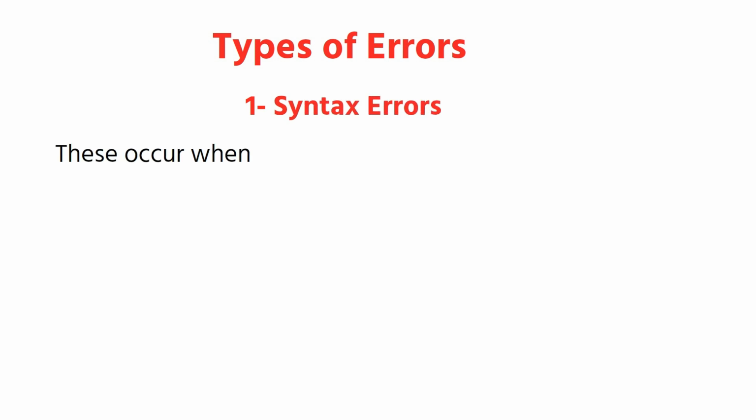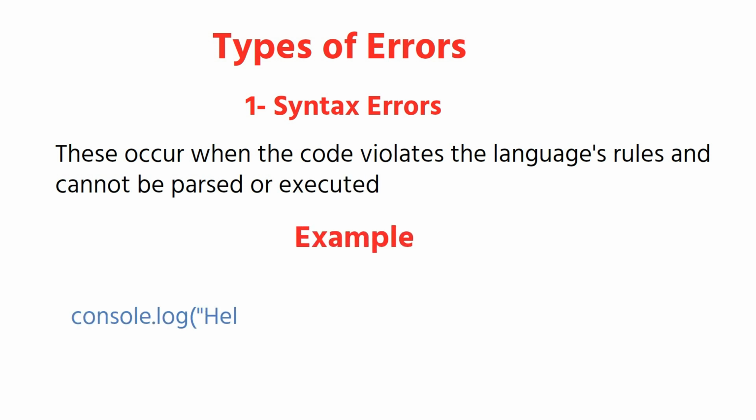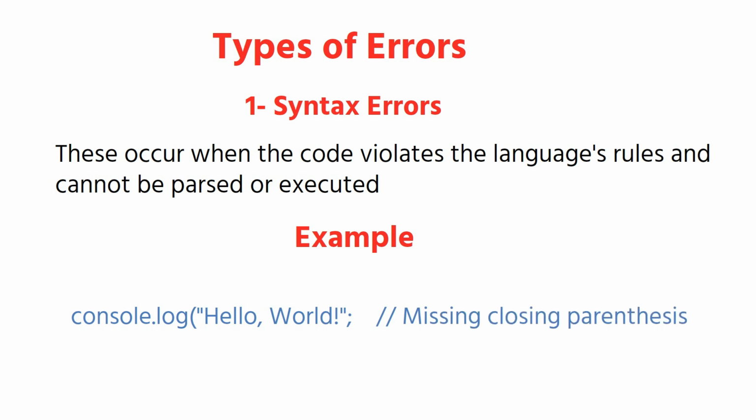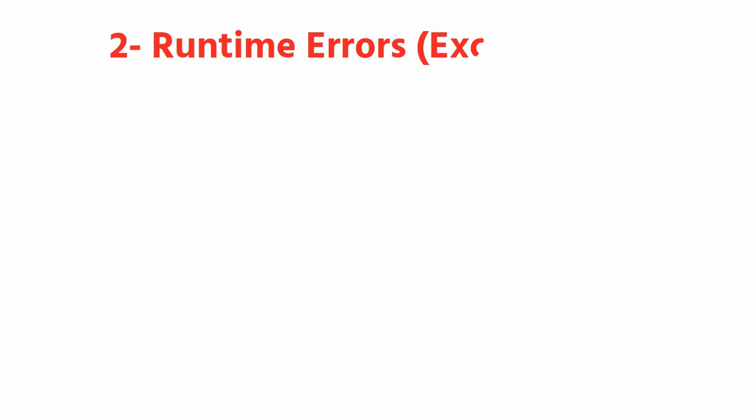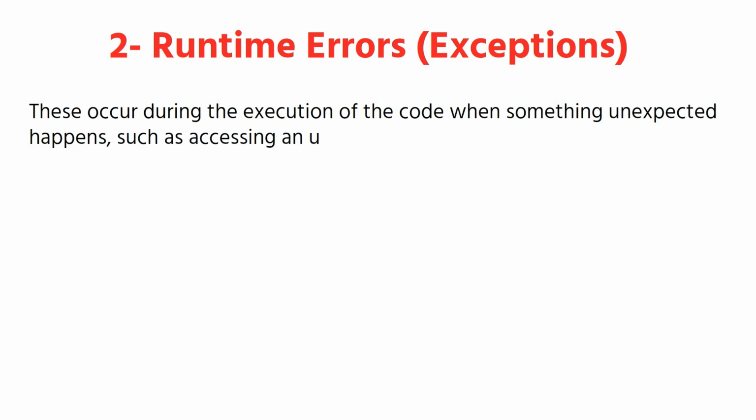Types of errors. In JavaScript, there are different types of errors. Syntax errors. These occur when the code violates the language's rules and cannot be parsed or executed. Runtime errors, exceptions. These occur during the execution of the code when something unexpected happens, such as accessing an undefined variable or dividing by 0.